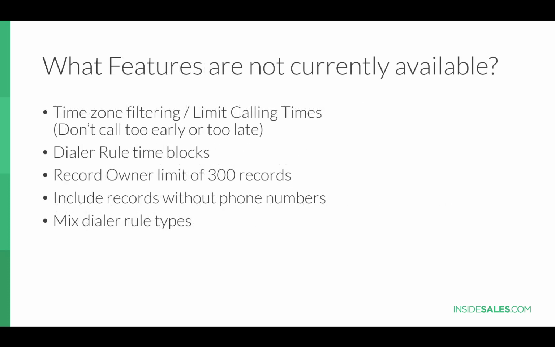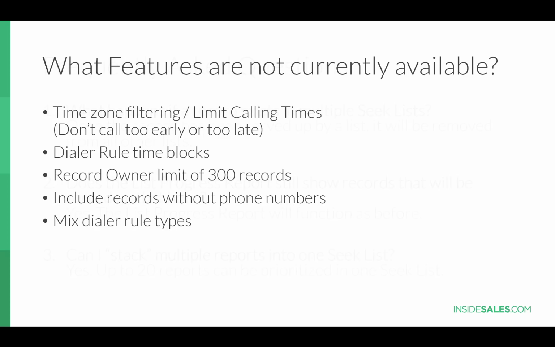Features not included in this version are time zone filtering, so being able to filter out records that are too early or too late to call. Dialer rule time blocks cannot be modified. They're active from 12 a.m. to 11:59 p.m. You'll not be able to set a limit for the number of records you want returned per owner. There's no option to include records without phone numbers. And you cannot mix dialer rule types, meaning your entire list will either be based on a report or using filter criteria.